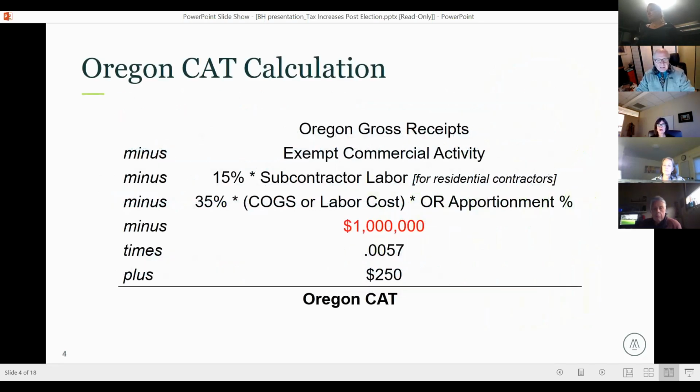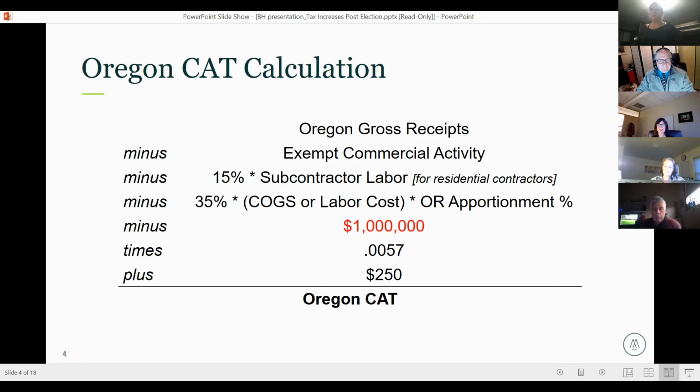I thought we'd jump right in with the Oregon corporate activity tax, or the Oregon CAT. It was effective January 1st, 2020, so we've now had three-quarters of a year of the CAT under our belt. It's called the corporate activity tax, but that's really something of a misnomer, because it applies not just to corporations, but really to all business activity that takes place in the state.